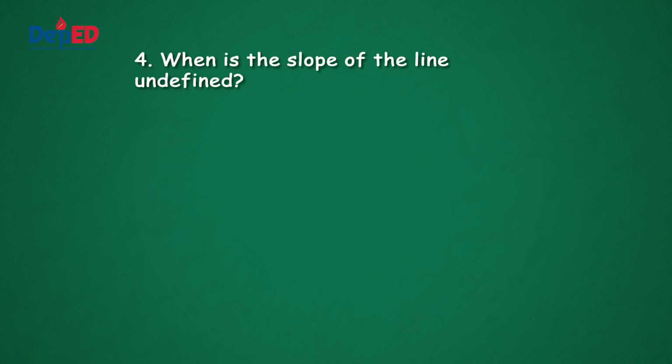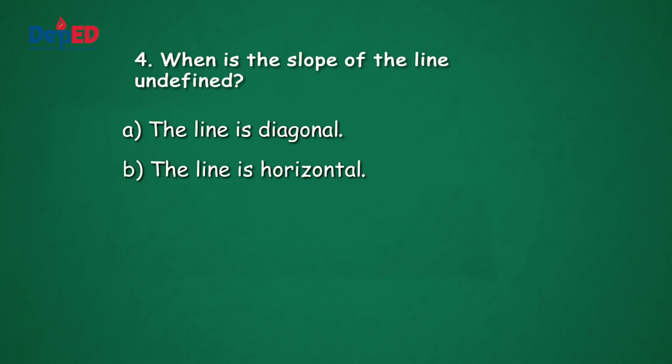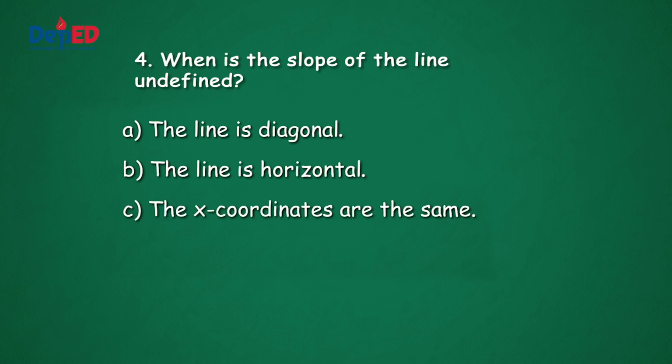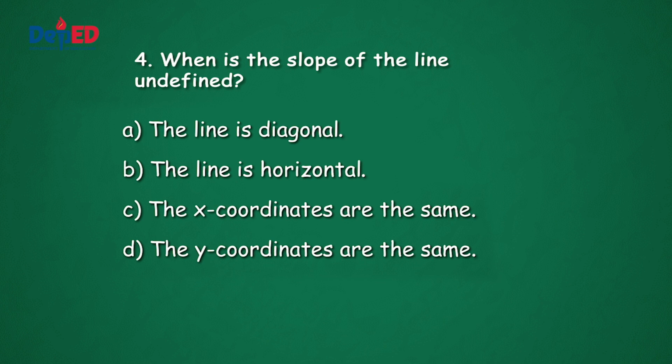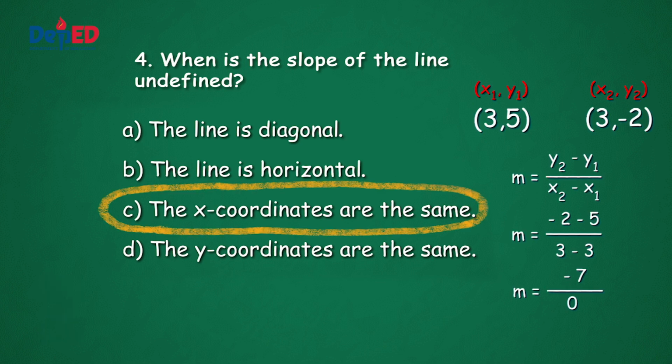Number 4. When is the slope of the line undefined? A, when the line is diagonal, B, when the line is horizontal, C, when the x coordinates are the same, or D, when the y coordinates are the same. The correct answer is C, when the x coordinates are the same, since the denominator of the slope or the run will be 0.